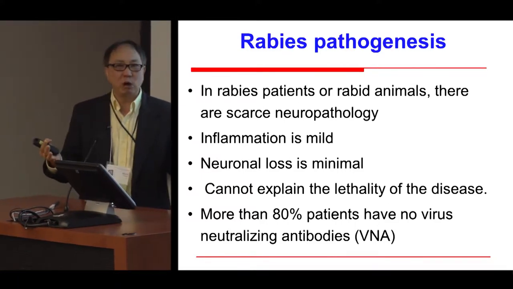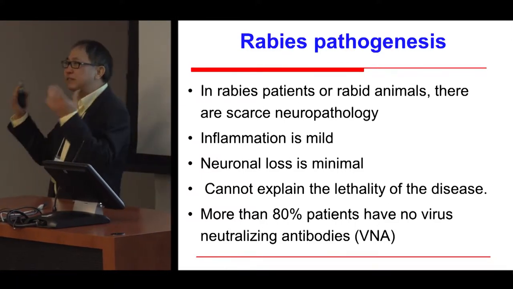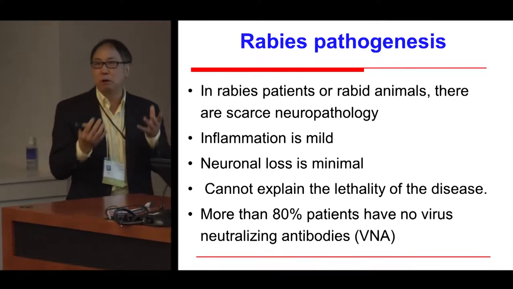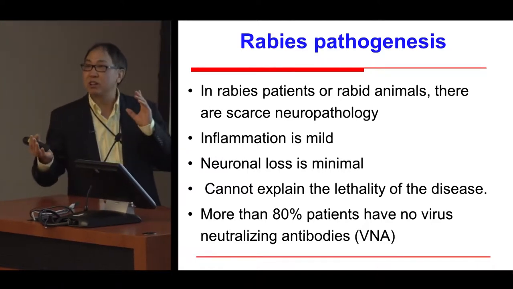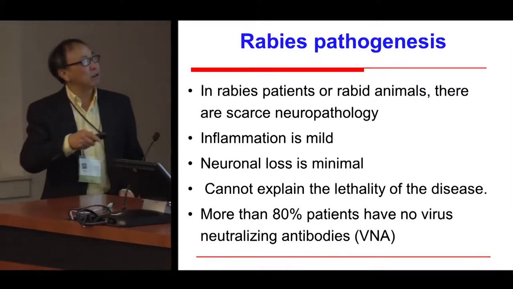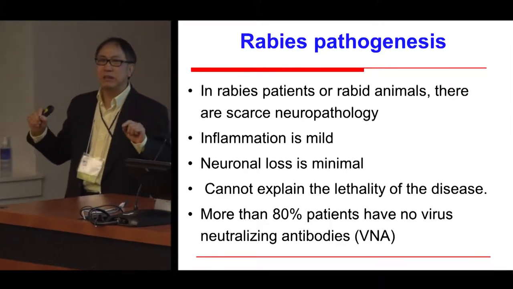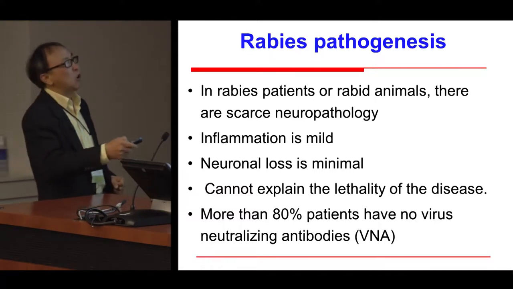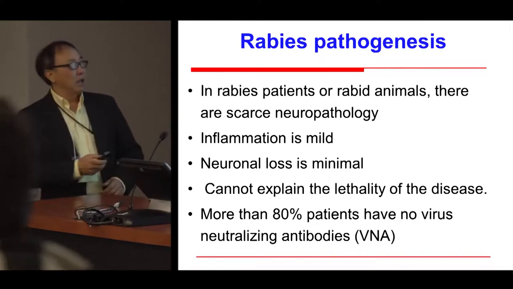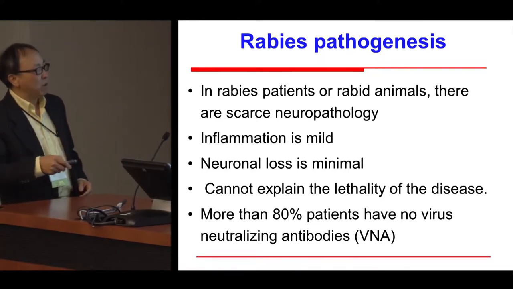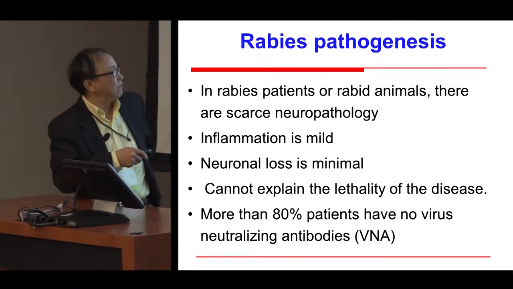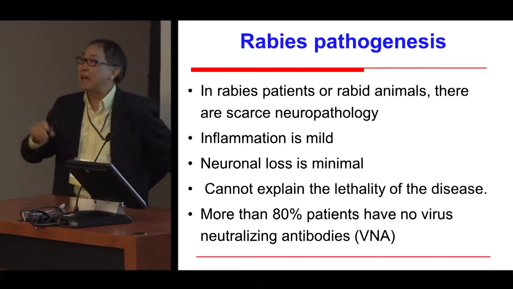Why do I talk about why we understand so little? Rabies has been lethal, as we know. But at the time of death, whether in humans or animals, the pathology is very minimal. Whether you think about necrosis, apoptosis, inflammation, or neuronal loss, they are all very minimal. What I'm trying to say is that these observations cannot explain the lethality of the disease. In humans, it was reported that more than 80% of patients do not develop neutralizing antibodies at the time of death.